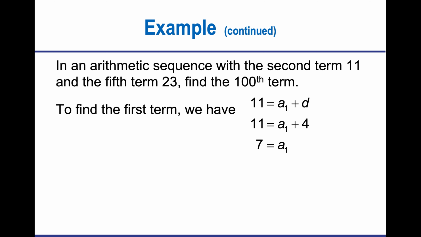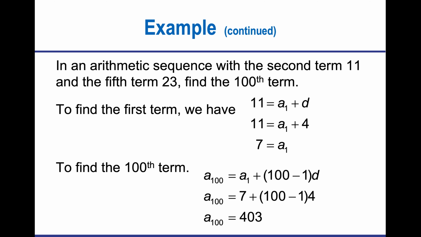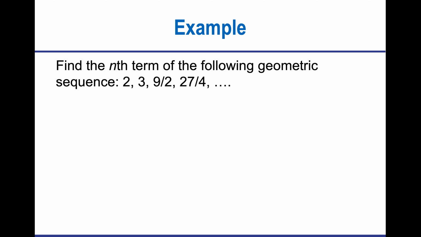I'm going to plug 4 into the equation to find my first term. So my first term has to be 7, and that should make sense because if my term is 11 and I subtract 4 from 11, that's going to give me 7. If I wanted to find the 100th term, I'm going to go in and do the opposite and then just go ahead and plug in 100 for n instead of trying to solve it for the a value.